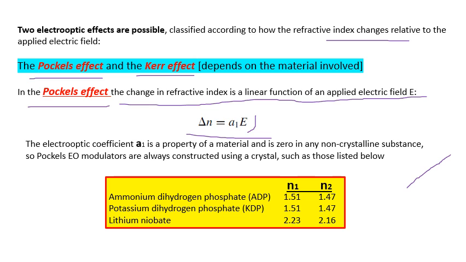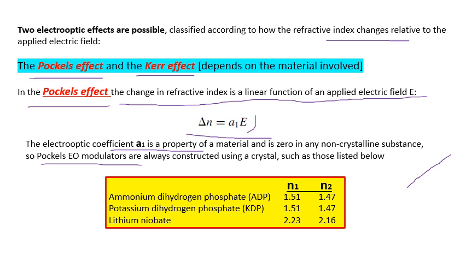This electro-optic coefficient depends on the property of the material. Definitely it is 0 when the material is non-crystalline. It has to be a crystal. There are specific crystals used in electro-optic modulators, which are fabricated in the labs or in the optical industries.